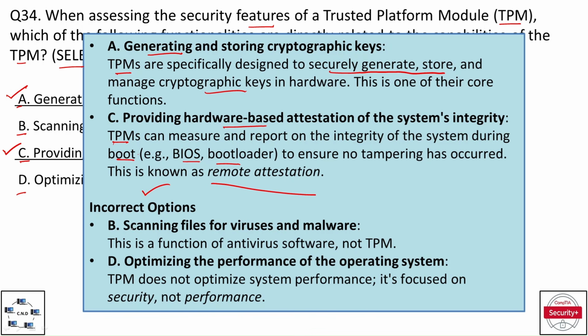Incorrect options. Option B, scanning files for viruses and malware. This is a function of antivirus software, not TPM. And option D, optimizing the performance of the operating system. TPM does not optimize system performance. It's focused on security, not performance.